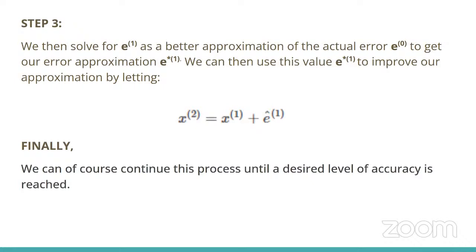So finally, we can of course continue this process until the desired level of accuracy is reached. You can iterate until you get X4 or X5, depending on what you want, or depending on if it's getting closer to the solution you got from your Gaussian. Please, the next slide.